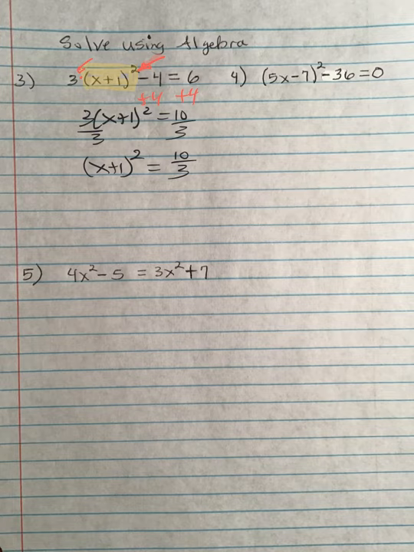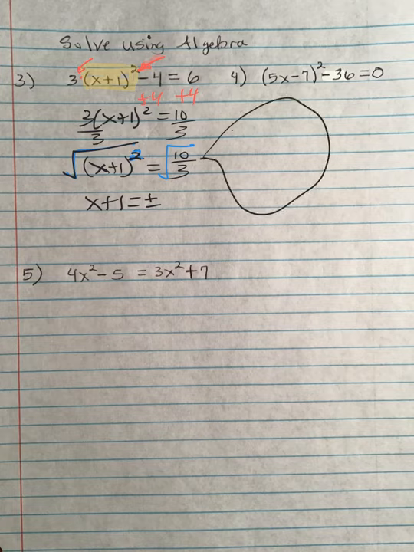Then we can undo the squaring by taking the square root. Those are inverse operations. So squaring and square rooting undo each other. And because I took the square root of a variable that was being squared, I have to have that plus and minus. And then I have to simplify the square root of 10/3. So remember, that means the square root of 10 over the square root of 3. I cannot have a radical in the denominator, so I have to multiply by square root of 3 over square root of 3, which is really just a fancy way of writing 1.